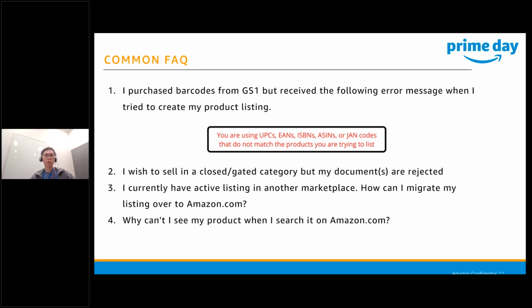Now, the second most common question sellers ask is, I wish to sell in a closed or gated category, but my documents are rejected. Closed or gated categories are some of the categories that I mentioned earlier on. There'll be things like groceries or even selling toys, those that may require certain documents to be approved before you are able to list successfully. So these are some of the categories that will be on an approval basis.